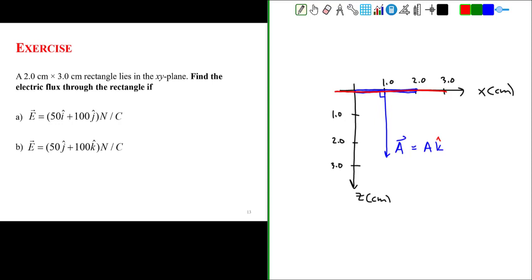With that said, we could see that the area vector is perpendicular to the electric field vector at any point on that surface. Since no electric field vectors are crossing the surface, we could say that the electric flux is 0.